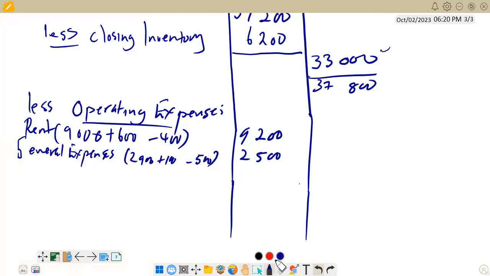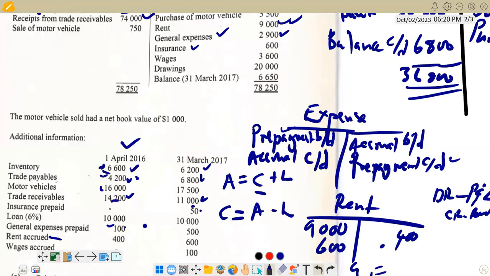So we come here, we say insurance, 600 minus 50. When we subtract that, we get 550. Right, we go back again to try to find another expense. After insurance, we've got wages. Wages is 3,600. So we come back here to see if we have any adjustment for wages. We see wages here, and we have 100 only.